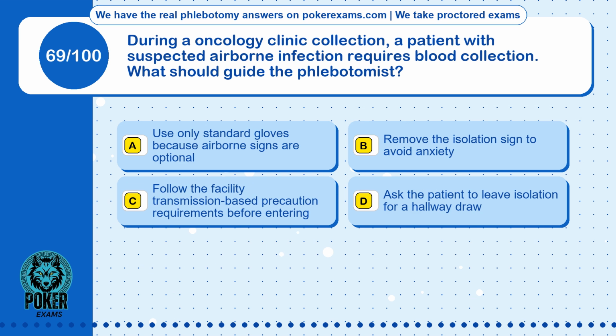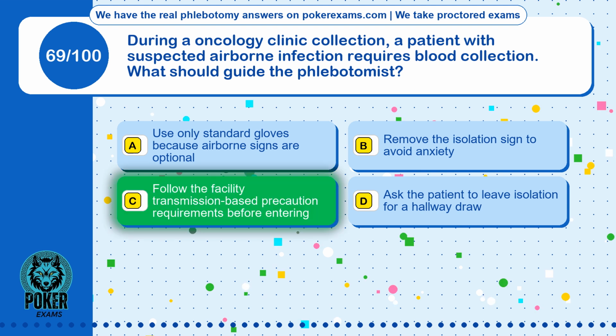Question 69. During an oncology clinic collection, a patient with suspected airborne infection requires blood collection. What should guide the phlebotomist? Option A. Use only standard gloves because airborne signs are optional. Option B. Remove the isolation sign to avoid anxiety. Option C. Follow the facility transmission-based precaution requirements before entering. Option D. Ask the patient to leave isolation for a hallway draw.